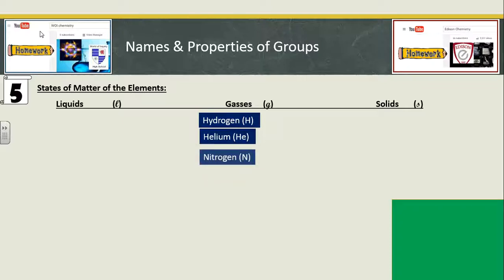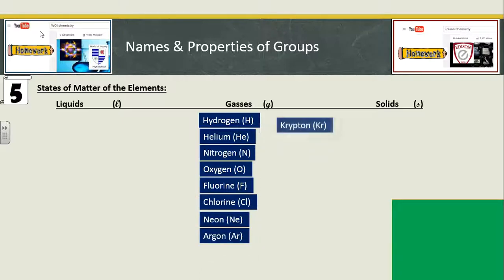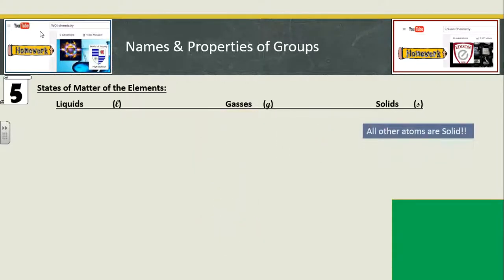So that's fine. So hydrogen, helium, nitrogen, oxygen, fluorine. A lot of these are diatomics outside of helium, and then the noble gases. So these are the 7 diatomics plus the noble gases, basically. Okay? And then guess what? Everything else is solid. So we figure out which ones are liquids and then which ones are gases. Everybody else is solid. Most of those solids are metals.